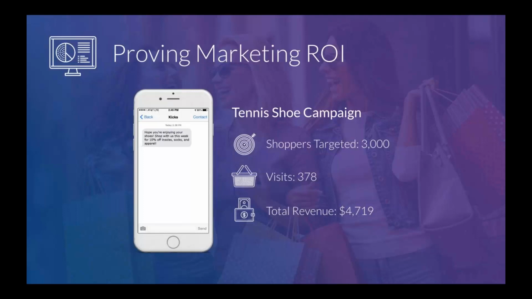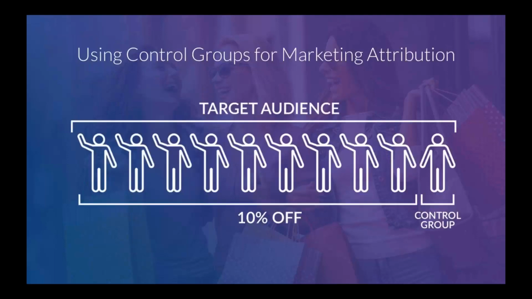Now, for some of you skeptics in the audience that are saying, well, how do I know that the shopper wouldn't have come in anyway? I have the answer for that as well. One of the most powerful ways to prove marketing ROI is to identify a control group along with your target audience. So what is a control group? A control group is basically just a set of people who fit the criteria that you've assigned to the campaign, but whom we do not send the offer to.